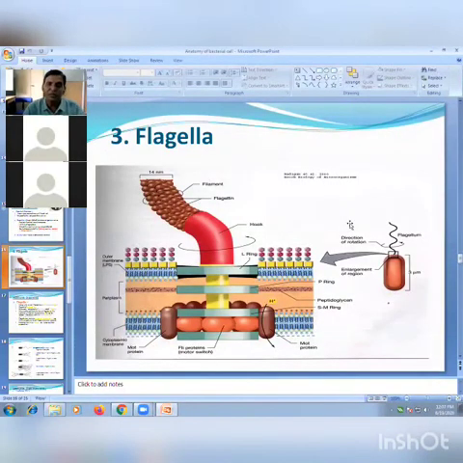The next structure is flagella. Flagella is an organ of locomotion. In motile bacteria, flagella is present. In non-motile bacteria, flagella is totally absent. The structure of flagella has three different parts: the filament, hook, and basal body. In the basal body, rings are present: L, P, S, M. In gram-negative bacteria, four rings are present: L, P, S, and M ring.